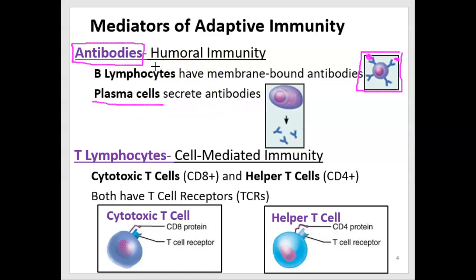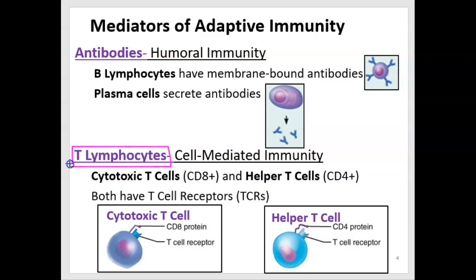And because these antibodies and B lymphocytes are circulating in your body fluids, this arm of adaptive immunity is referred to as humoral immunity because the body fluids were at one time known as humors. Like blood is a humor, cerebral spinal fluid is a humor, etc. So adaptive immunity has two arms: humoral immunity, which involves antibodies, and cell-mediated immunity, which involves T lymphocytes.